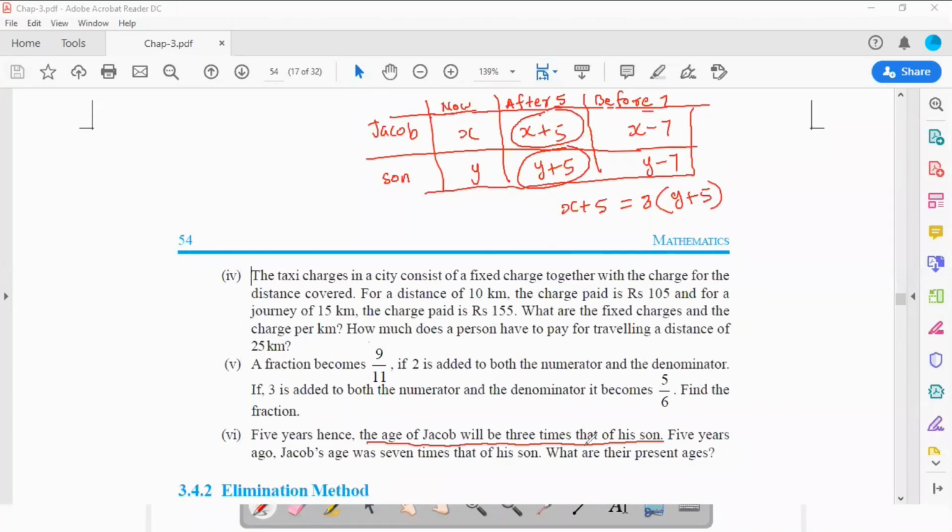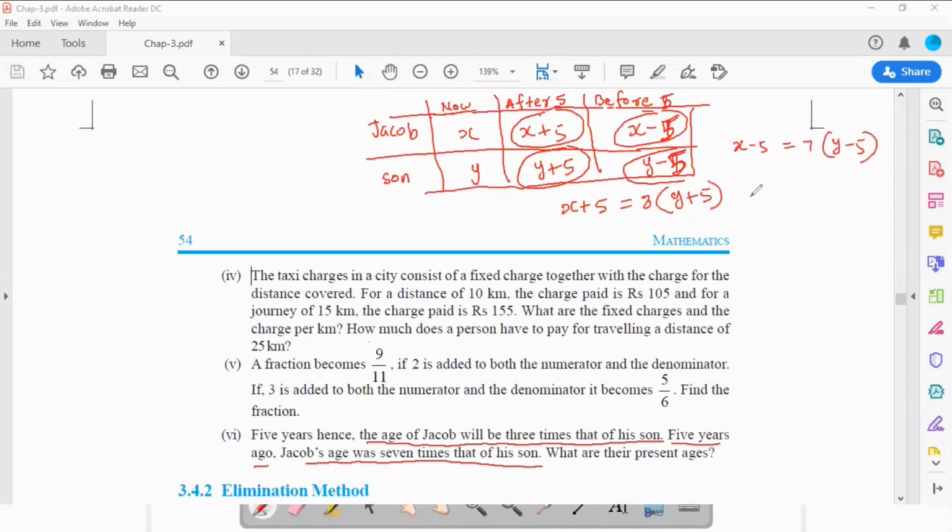A second equation: 5 years before, Jacob's age was 7 times that of his son. Sir, it is 5 years ago. So it will be X minus 5 itself, right? Oh, yes, right. I'm sorry. It's not 7, it's 5. So here, both are 5s. So what will be the second equation? 5 years before, the age of Jacob was X minus 5, equal to 7 times Y minus 5. Yes, X minus 5 is equal to 7 times (Y minus 5).